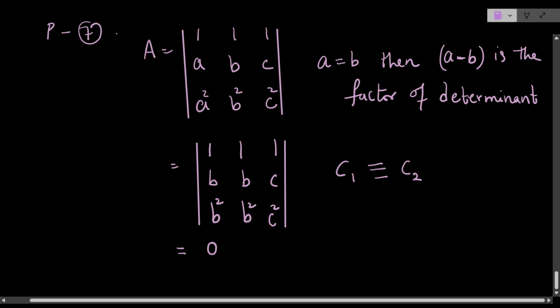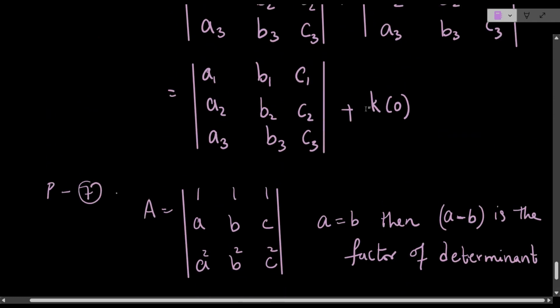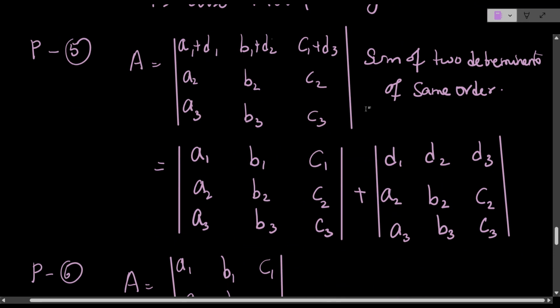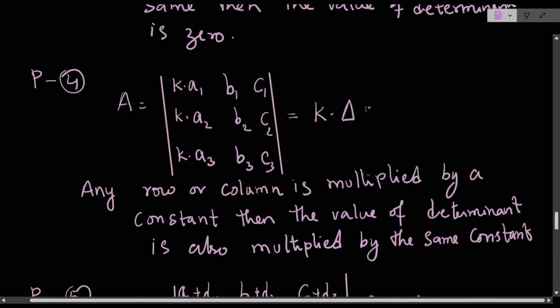So here are the 7 properties I have explained regarding determinants. Try to understand carefully. If at all you have doubts, you can message me in the comment box of this video, students.